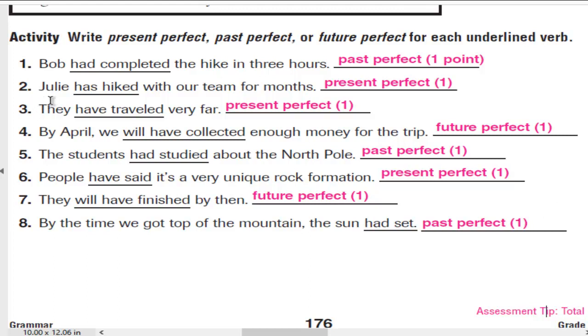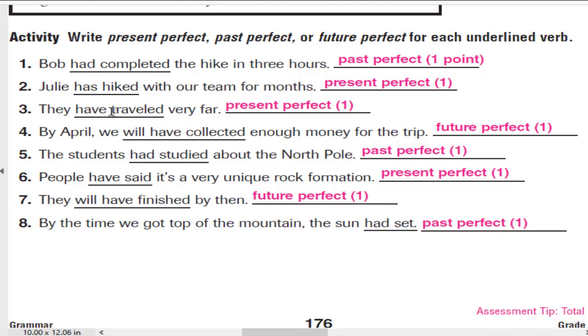Number two, Julie has hiked with our team for months. So has hiked, here we are talking in the present. Something started in the past but is still going on. So has hiked will be present perfect. Number three, they have traveled very far. Here we also have present perfect.